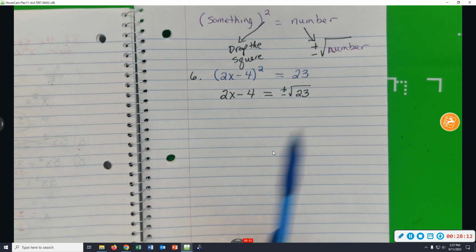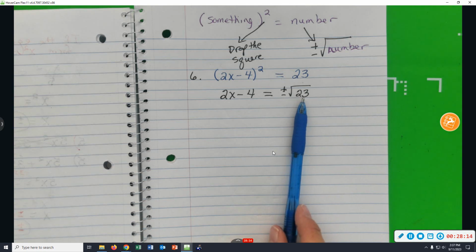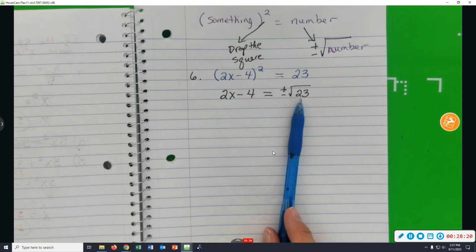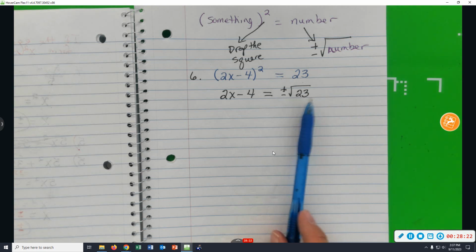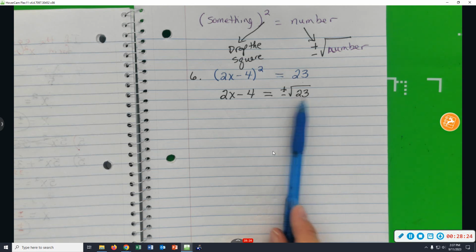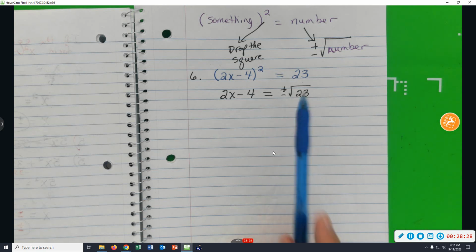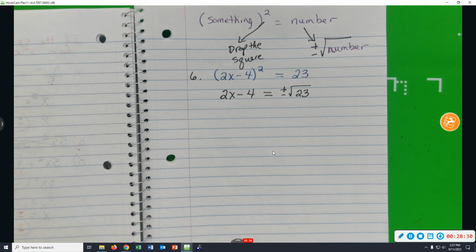When I write a square root of a number, I ask myself, can I simplify that? Is there any way I can simplify square root of 23? 4, 9, 16. There's no perfect square that divides into 23. In fact, 23 is a prime number. So, are we finished? No.